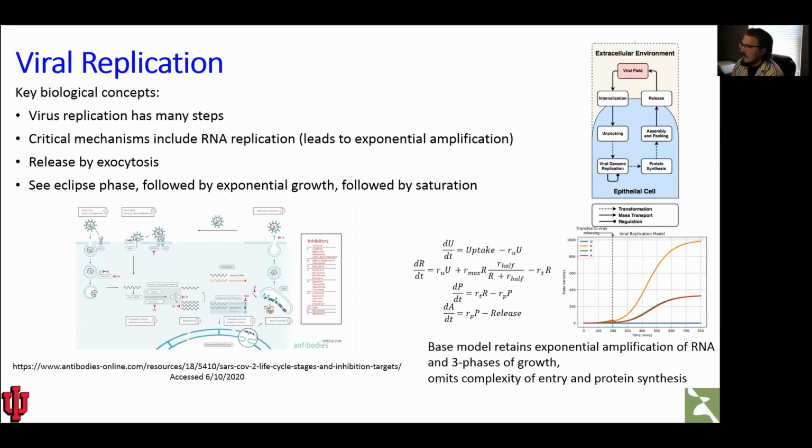So in our case, the model that we've done is we have a system of 4 ordinary differential equations that do include an eclipse phase, as shown here by this dotted line. These are dictated by model parameters. And before this, there is no viral release due to the internal workings of replication. But then after that, you can see that there is this exponential growth and saturation. And during this time, there's also a corresponding release of the virus into the extracellular environment.